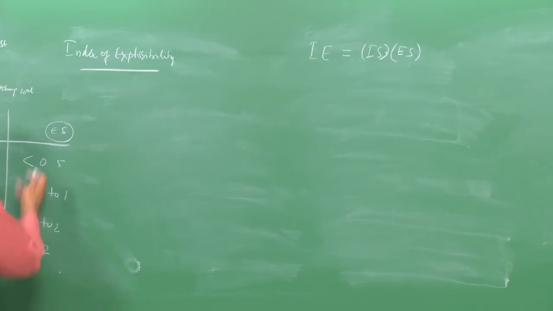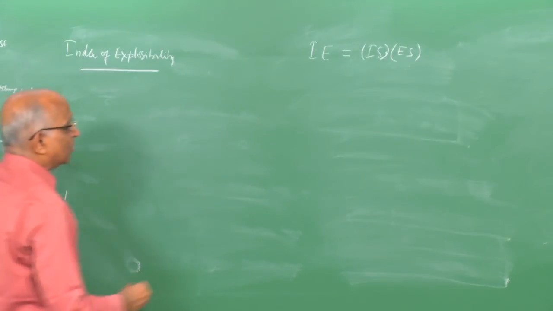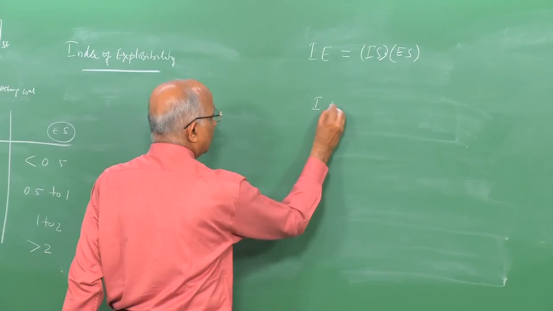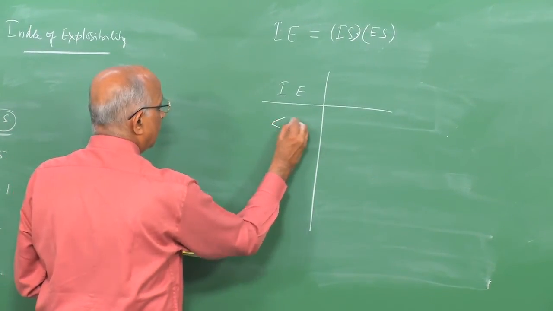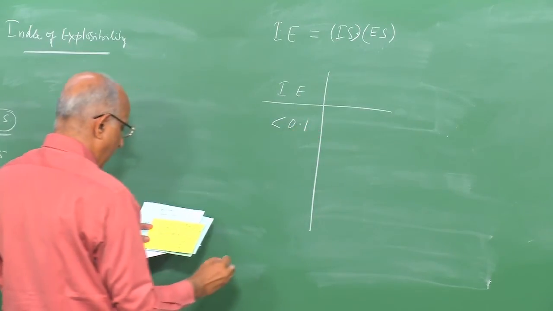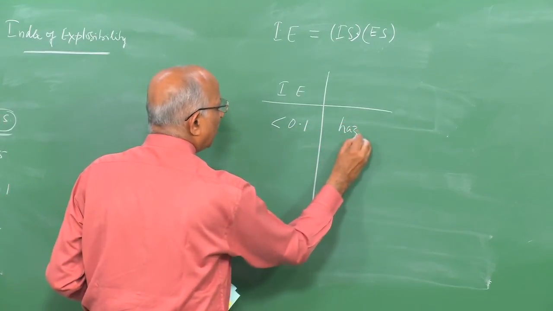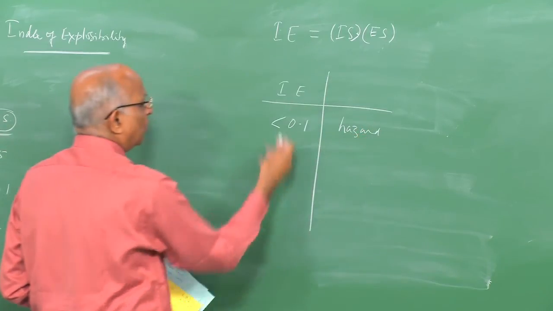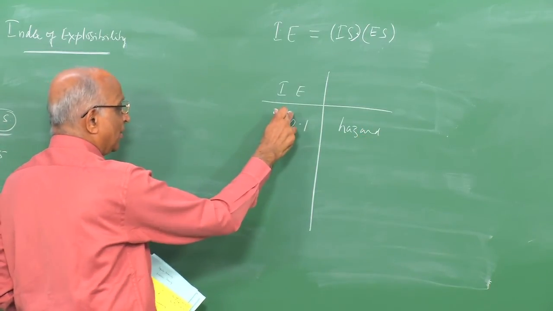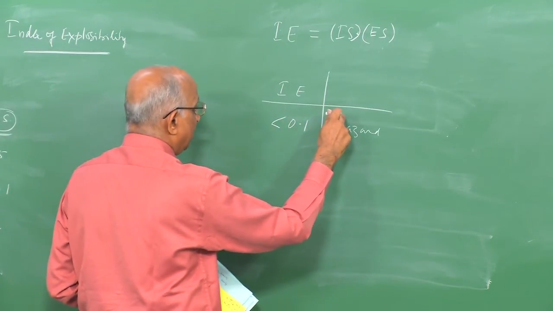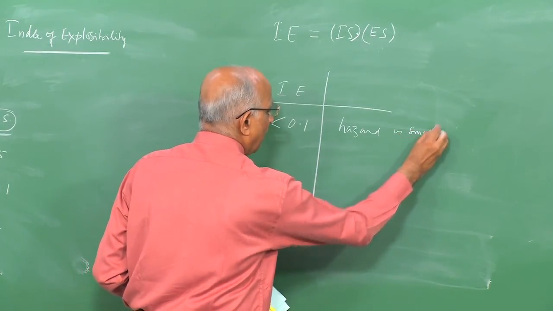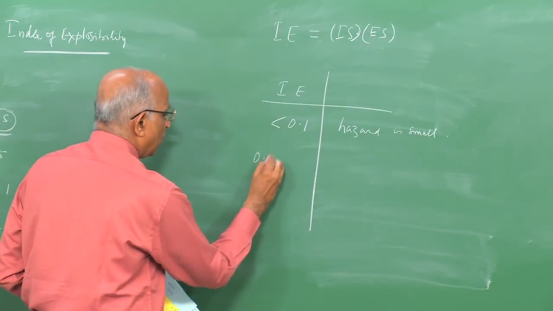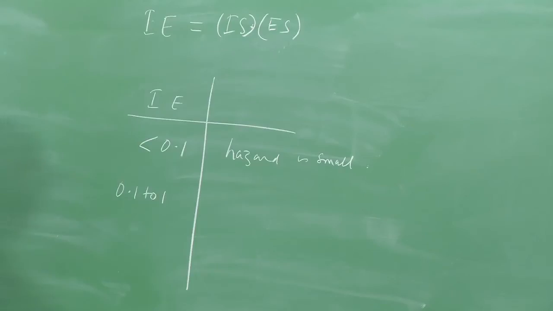Therefore, putting these figures together, if the value of the index of explosibility is less than 0.1, the hazard is small. It is either not likely to get into a dust explosion, and even if it does get into an explosion, the maximum pressure and dP/dt are not going to be very severe. Therefore, we say the hazard is small. If the value is between 0.1 to 1, then there is a significant hazard.